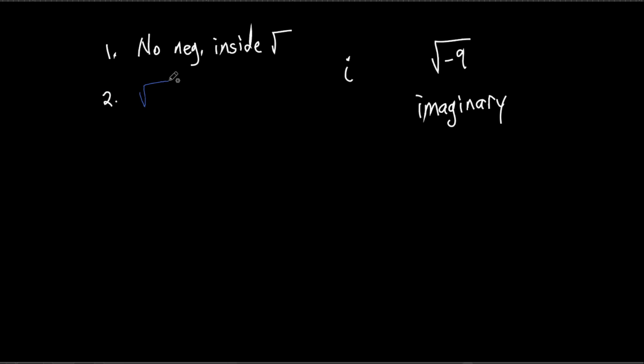Now, you can take the square root of 0. Why? Because, again, ask ourselves the question, what number times itself is 0? 0 times 0 is 0. So can you take the square root of 0? Absolutely. All right? So it's 0. That's pretty easy.